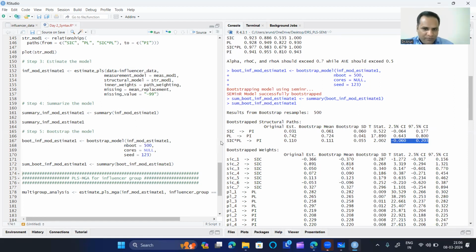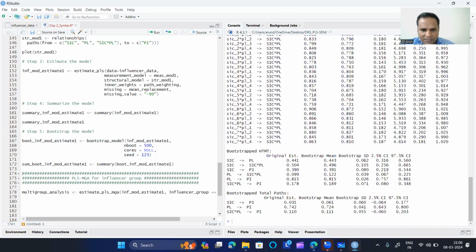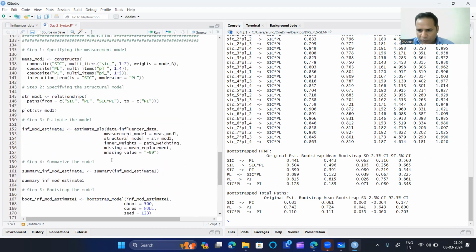And you will say there is no interaction effect. Even if you like your influencer, the liking will not moderate the relationship between SI and PI. At least the bootstrap results suggest this, because 0 lies between here. And the rest you can just see. Here also there is a total effect that you can see, and the relationship is not significant. Okay.